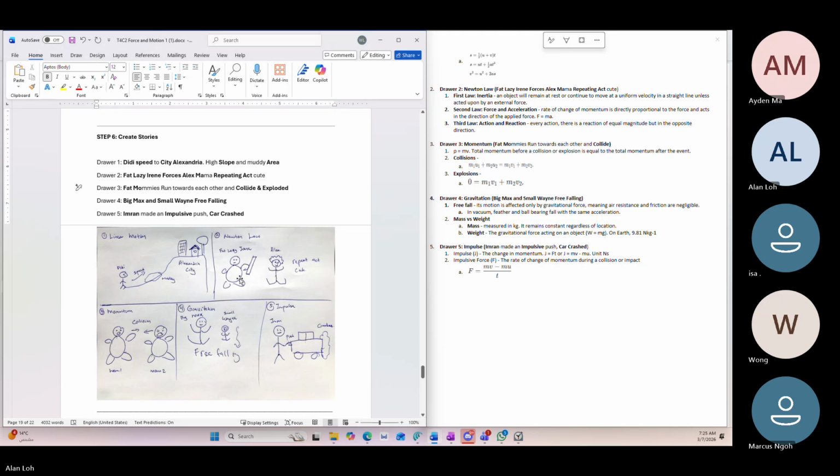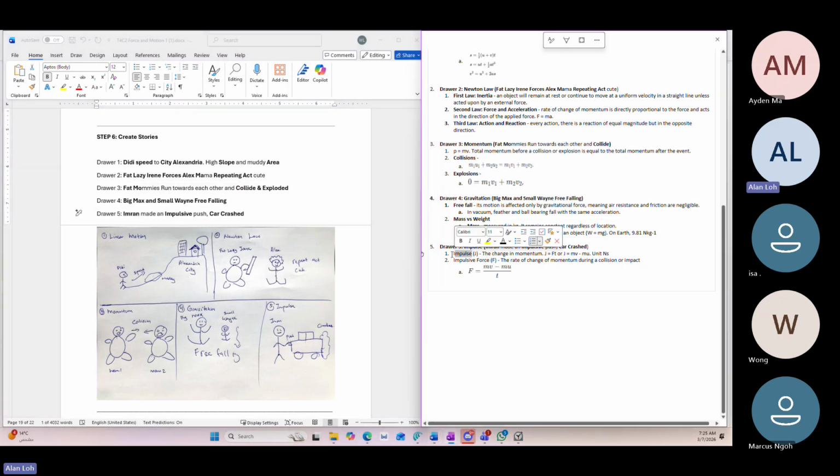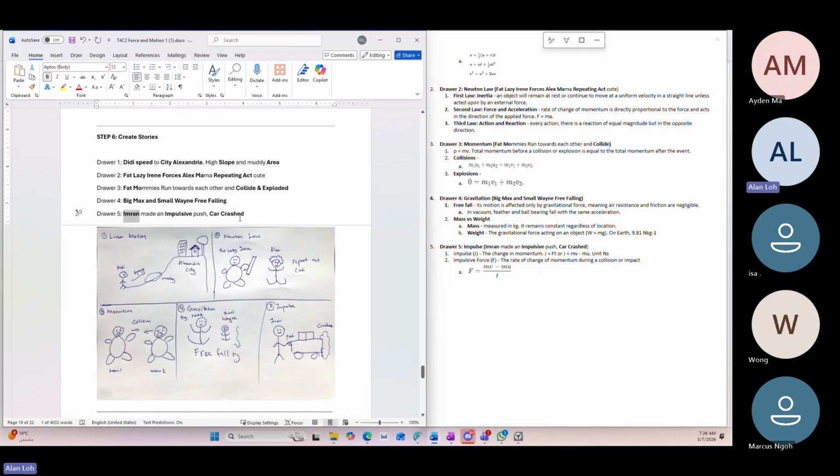Right. Drawer number 5, Imran. I'm not sure whether you have friends called Imran. Imagine you have a new friend called Imran. Imran makes an impulsive push. Then the car crashes. Imran is to represent impulse. Imran, impulse. Makes an impulsive push. Impulsive, obviously, is the impulsive force. And car crash. Car crash is, I think, the example that you have read just now in the previous steps.